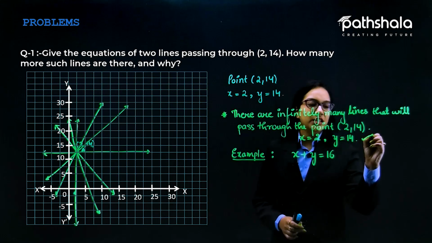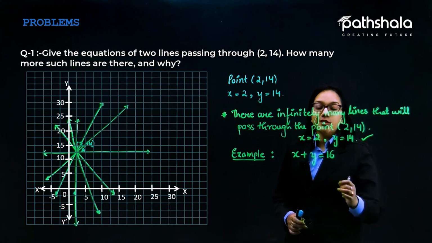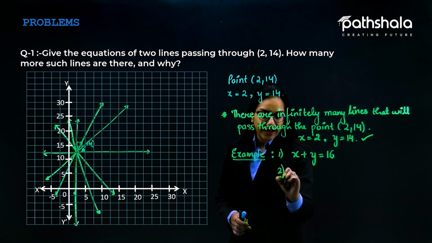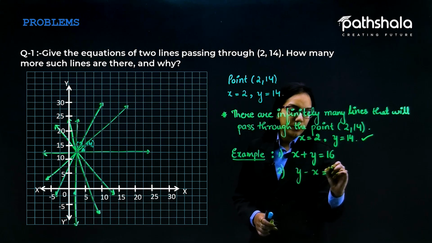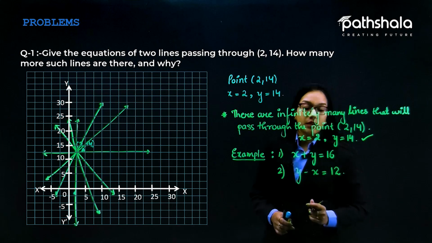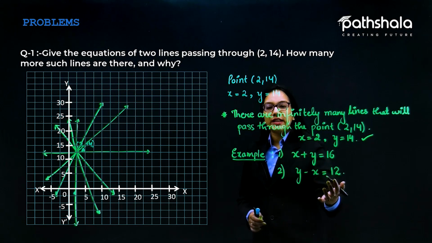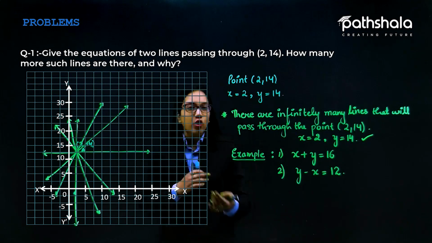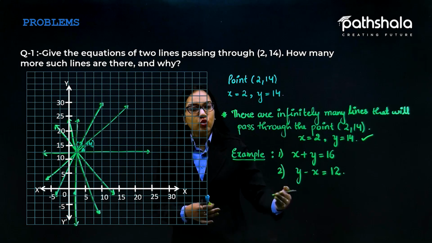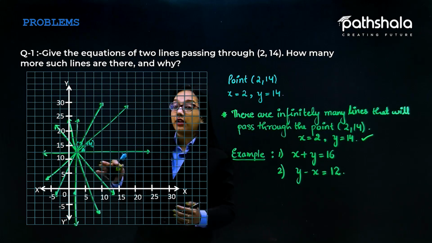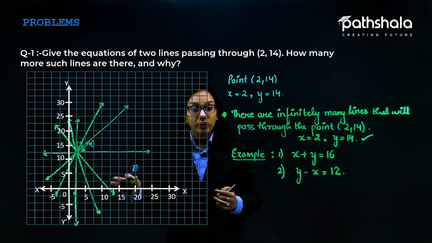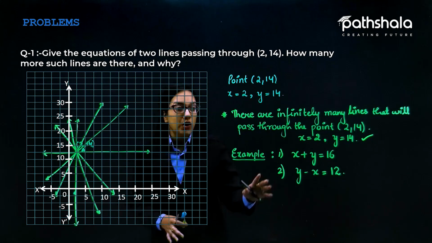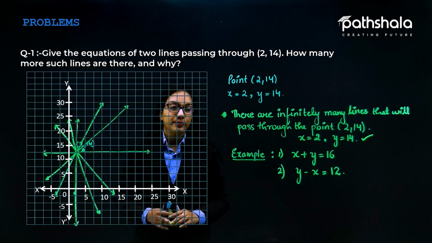It means this is a solution of this particular line, and hence this line is also passing through this point. Moreover, you can take the equation y minus x is equal to 12. So these are the two lines that are passing through the point (2, 14). You can also generate more than these two lines, because we know that there are infinitely many lines passing through the point (2, 14). So this is all about the solution set for question number 1. I hope the concept related to this is all clear to you.